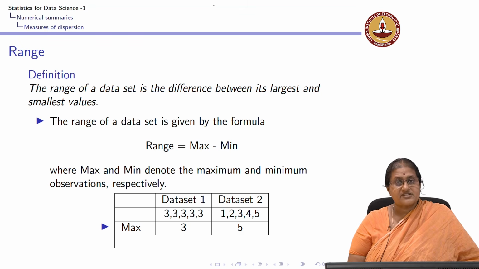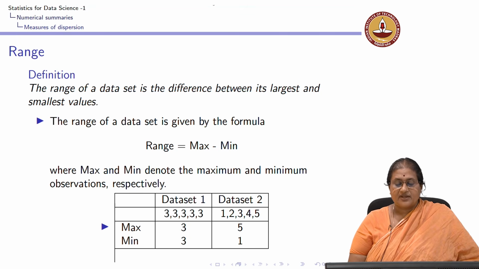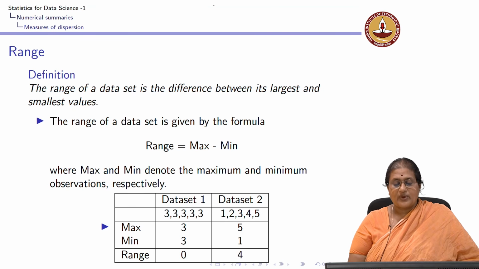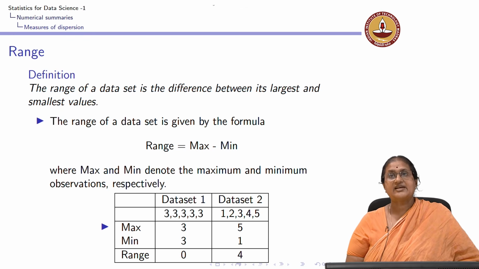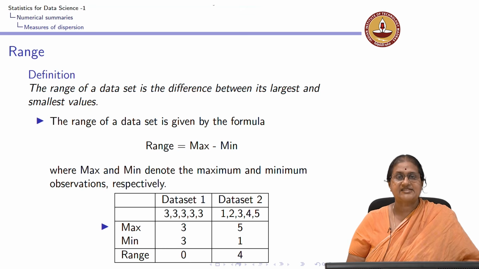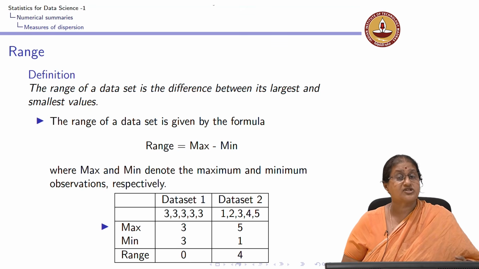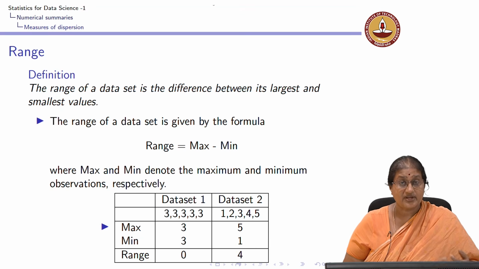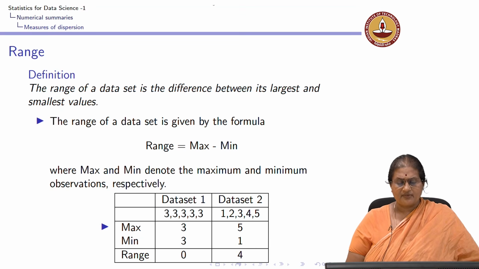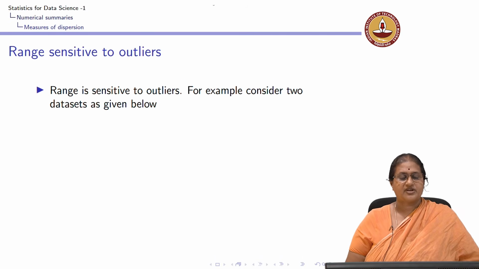The minimum of the first data set is again 3. The minimum of the second data set is 1. Hence, the range of my first data set is 0, whereas the range of my second data set is 4. So you can see that the range in a sense tells us more about the data sets than what the measures of central tendency actually revealed. However, what is the problem with the range?